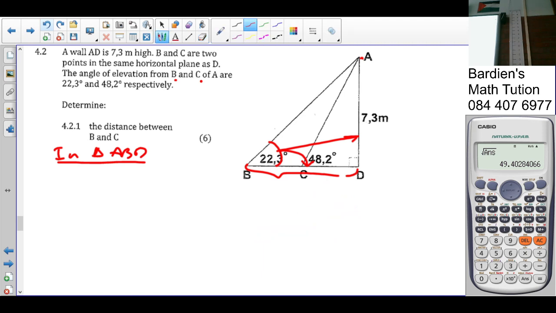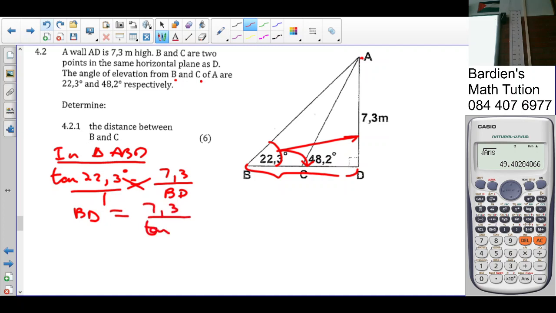So it's going to be tan of 22,3 degrees equals 7,3 over BD. So what do I do now? Cross multiply. So BD tan 22,3 is equal to 7,3. Then you divide both sides by tan 22,3. So that's going to give you 7,3 over tan 22.3. You all okay with that? That gives us an answer of.